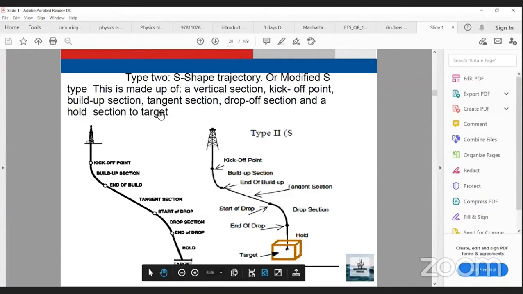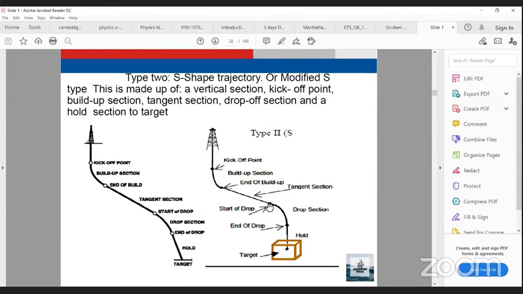So this is the difference between the ordinary S shape and the modified S shape. The S shape has a building up section, tangent section, dropping section, and hold section. It has the same sections here. If we see this plan, it also has a kickoff point, building section, tangent section, dropping section, and holding section. So it is similar, but the difference is in the drop off section.